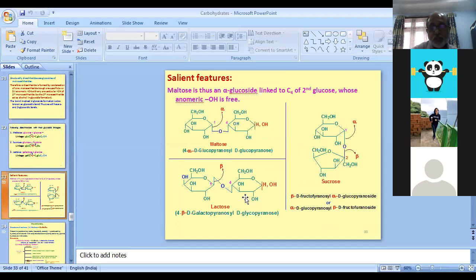Maltose structure and lactose structure I am not doing, because maltose and lactose are very much similar, except that in lactose one unit is galactose and the other is glucose, while in maltose both are glucose. The glycosidic linkage in maltose is alpha, here the glycosidic linkage is beta. That much, but it is also part of your syllabus, so you have to read on your own, and there is nothing difficult.